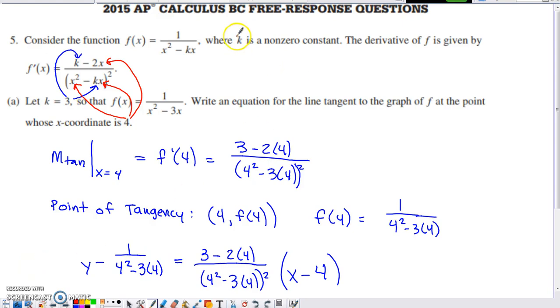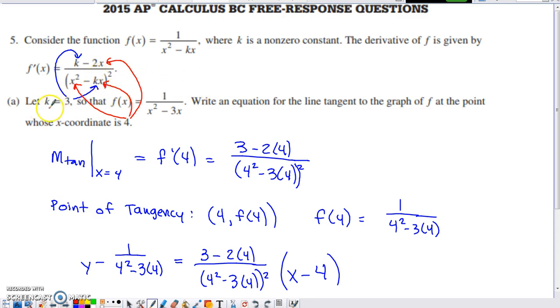So here's an old BC only problem. It's from the 2015 exam. It's a non-calculator question. Setup here is they give us this function that has this unknown constant k within it, and the derivative of the function they were nice enough to provide us with. Ignore all these arrows for a few seconds, but they already computed f prime for us.